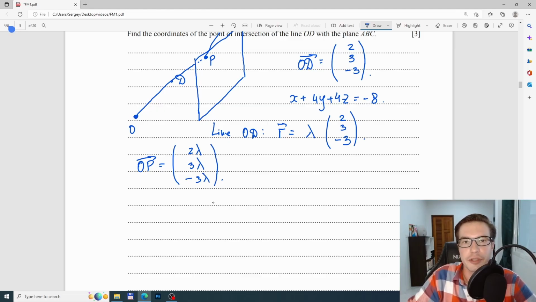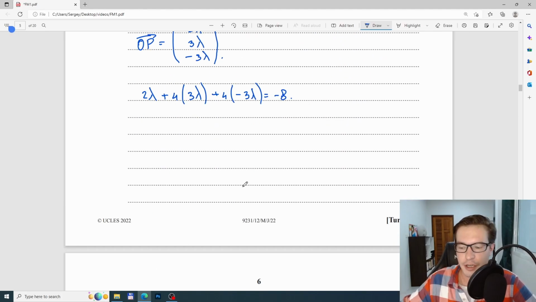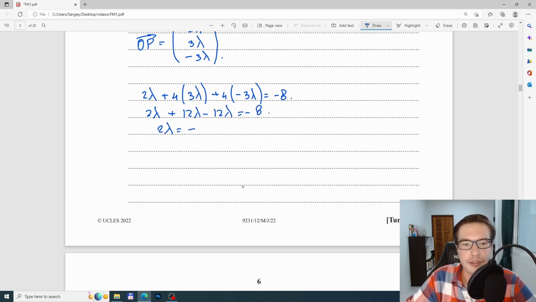Now because the point P is not only on the line OD, but also belongs to the plane, that means I can substitute coordinates of P into the equation of my plane. That means 2 lambda plus 4 times 3 lambda plus 4 times -3 lambda should be equal to -8. And from here, I can find the value of lambda. Let's simplify that a little bit. That means 2 lambda equals -8, or lambda equals -4.